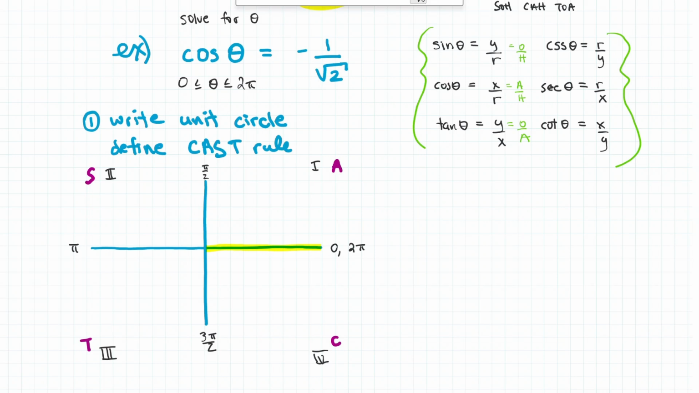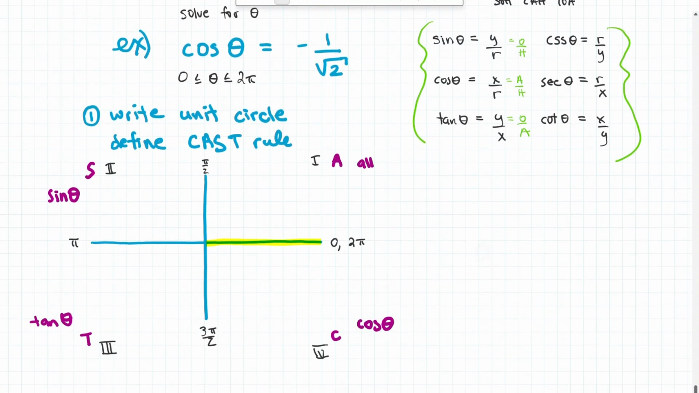So our cast rule tells us where they're going to be positive. The A stands for all, so all ratios are positive. S stands for sine, so only sine is positive in quadrant 2. T stands for tan, so only tan is positive in quadrant 3. And C is cos theta, so only cos is positive in quadrant 4. Okay, so we've done our unit circle and our cast rule.